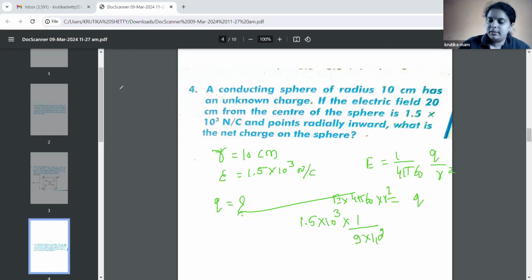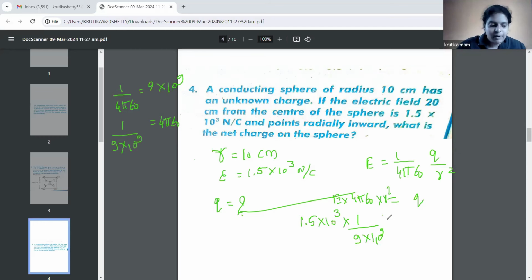We know that 1 upon 4 pi epsilon naught is equal to 9 into 10 raised to 9. What do we need? We need 4 pi epsilon naught. So 4 pi epsilon naught becomes 1 divided by 9 into 10 raised to 9. Yes, so we require only 4 pi epsilon naught. Therefore, it is 1 divided by 9 into 10 raised to 9.